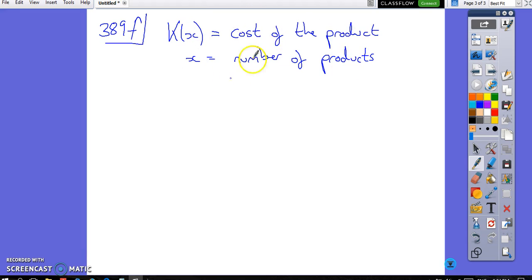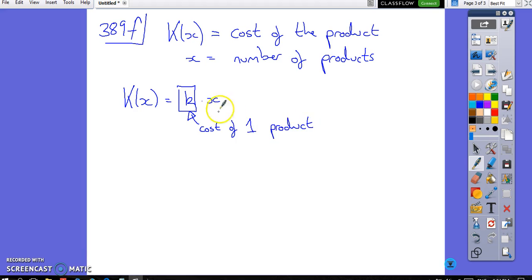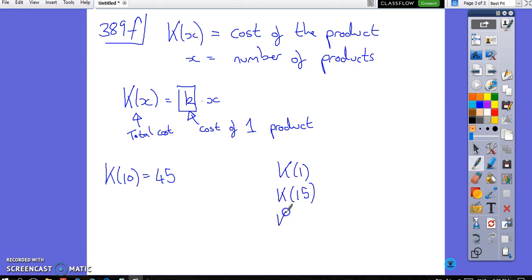So this is quite a normal kind of relationship where we have k of x is equal to k times x. And of course here, k is the cost of one product. Because if I take the cost of 1 times the number that I buy, then I get the total cost. And we had a question similar to this in our first test, if you remember rightly. This is a pattern that comes up again and again. So here we know that k of 10 is equal to 45. We need to find k of 1, k of 15, and k of 55.